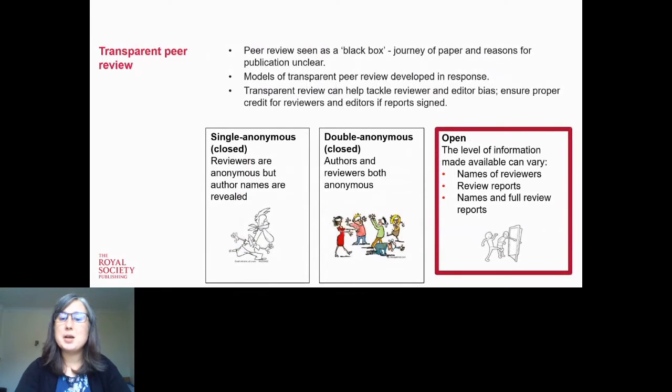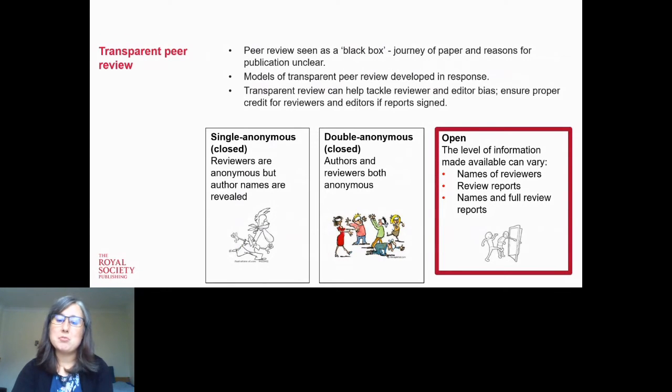Peer review can sometimes be seen as a black box, where the readers may be unclear about why a paper is published. Transparent peer review helps to open up the black box and show the journey to publication. A number of Royal Society journals operate a single anonymous, transparent peer review model. The referees are anonymous, but the outputs, which includes the reviewer comments, editor comments, decision letter, and author rebuttals, are published with an accepted paper.